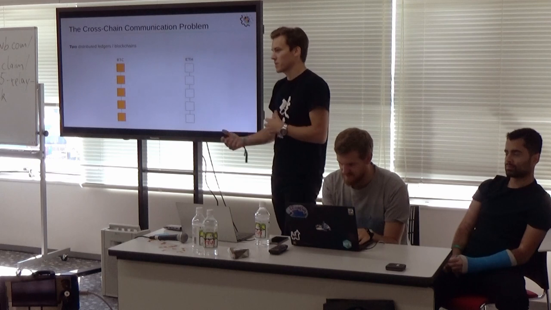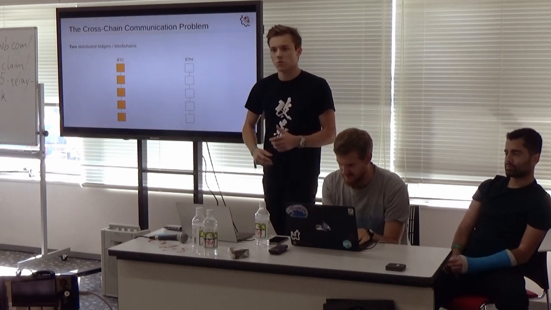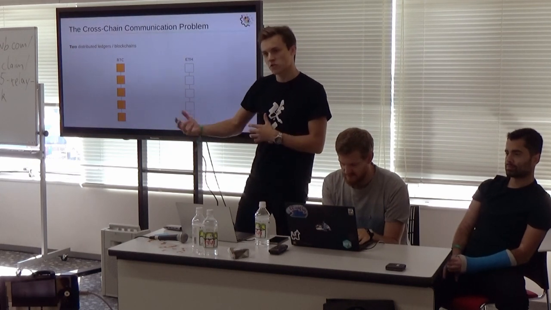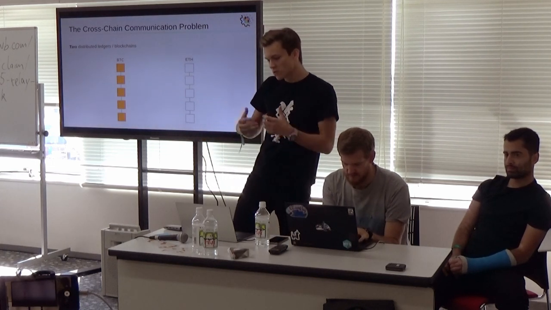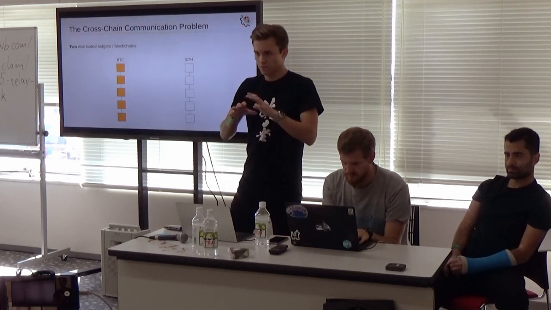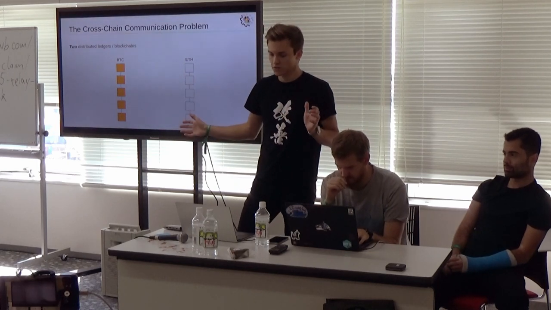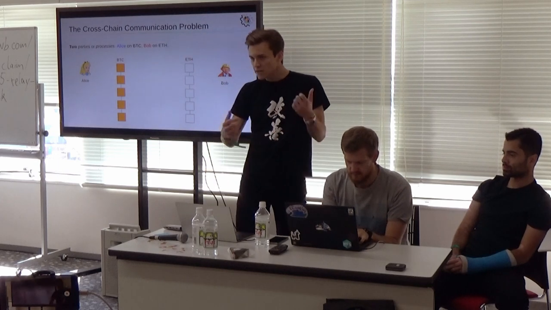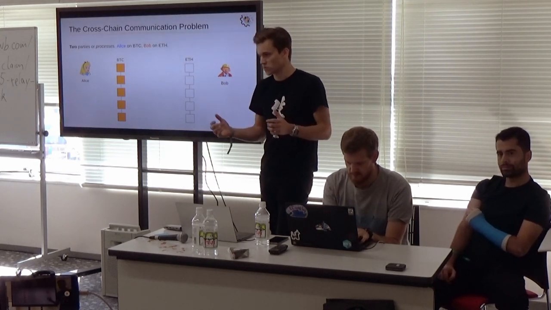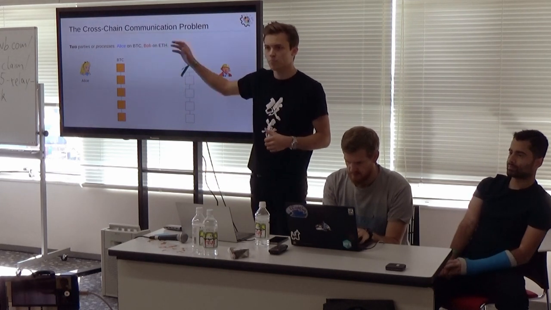But before, being academics, before we explain something, we always have to make a system model, to be sure that we cover all cases and that we understand what we're talking about. So in cross-chain communication, for simplicity, we assume that we have two different ledgers, in this case Bitcoin and Ethereum. Now, we also have two parties, or processes, as in distributed systems. We have Alice on Bitcoin and Bob on Ethereum.